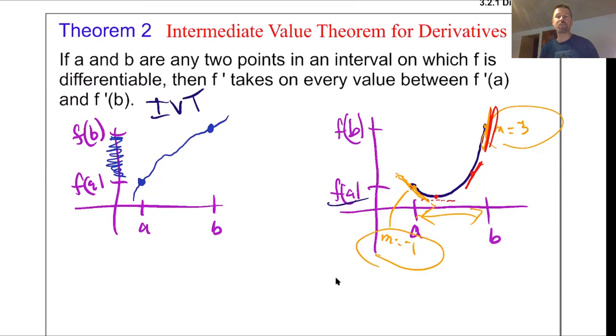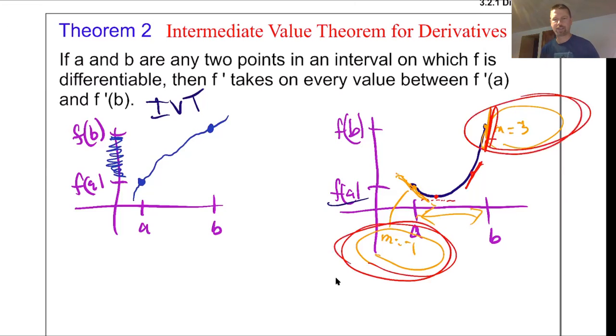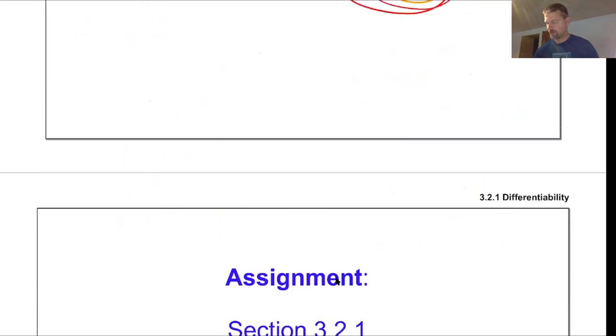It says as long as you know you're differentiable over the whole interval, then the values of your derivative, the values of your slopes, will take on every value between that first number and that second number, that first slope and that second slope. All right, that is it.